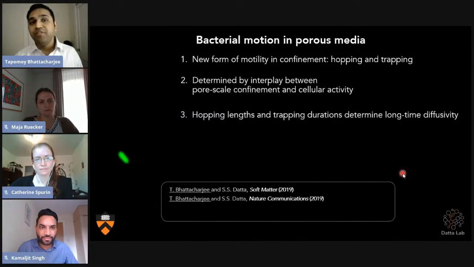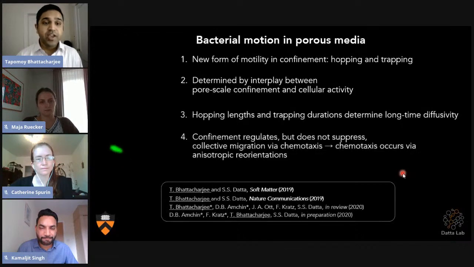So what we have found here is a new form of motility, which is hopping-trapping motility, which is controlled by pore scale confinement and cellular activity. And we found that by measuring hopping lengths and trapping duration, we can measure the long-term diffusivity. And we have found that confinement regulates, but does not suppress, chemotaxis. And chemotaxis in porous media occurs by anisotropic orientation of cells.